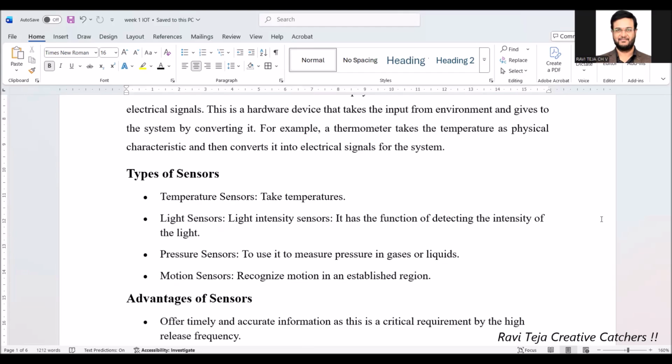And not only that, we have pressure sensors in order to measure the pressure of gases or liquids, and we also have motion sensors to recognize the motion in an established region. These are the basic sensors which we are seeing right now, but there are many different types of sensors which will be helping the IoT device or an application based on its usage.